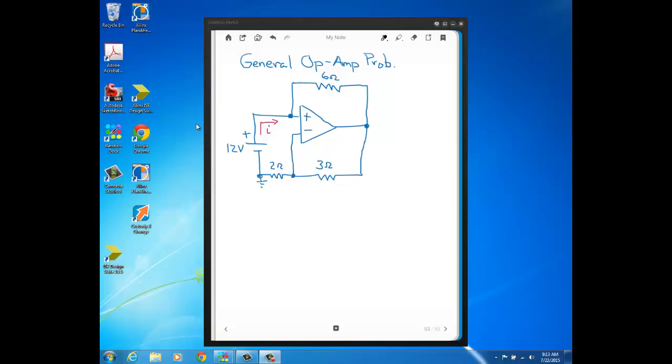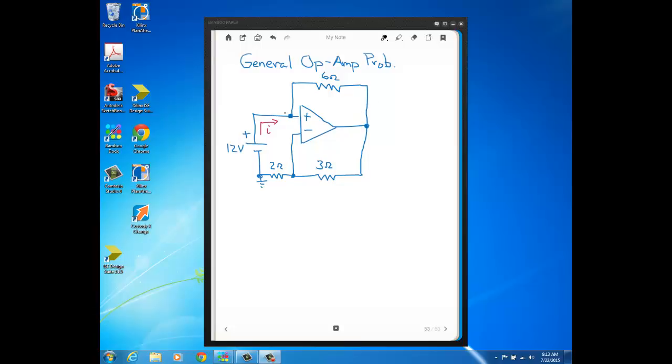In this video, we just look at a general type of op-amp problem. This op-amp circuit doesn't serve any particular application as far as I'm aware of, but some of the homework problems are like this, and they're pretty much purely academic exercises, but it's a good chance to review some of the basic fundamentals of op-amps and also of your circuit theory.